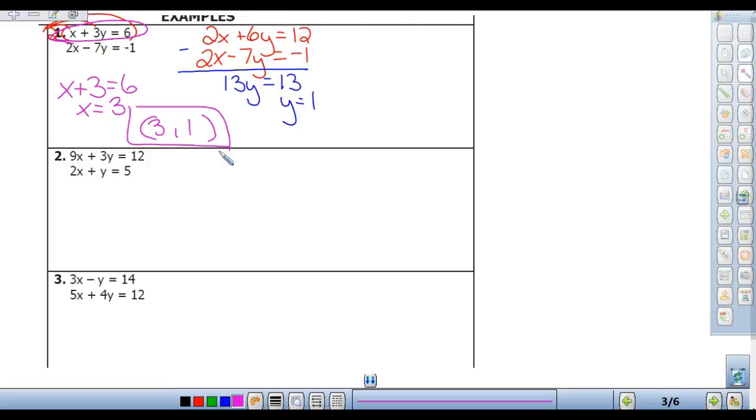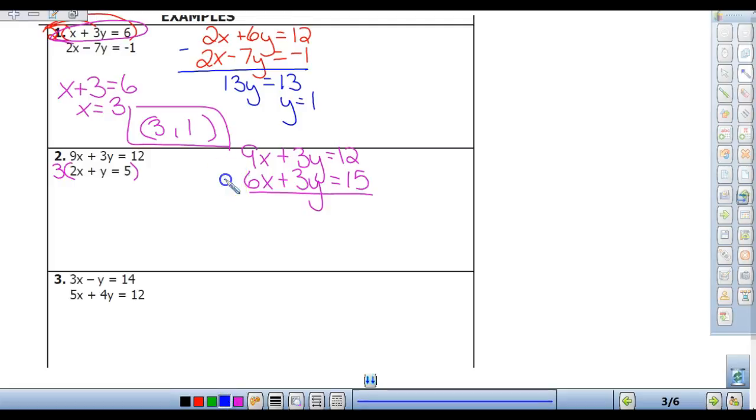Okay, so looking at number 2, which one's going to be easier to find a common coefficient? The x's or the y's? The y's. Okay, multiply the top, bottom, or both? Bottom by 3. Good, because you decided that your common coefficient was going to be a 3. So on top, I still have 9x plus 3y equals 12. On the bottom, I have 6x plus 3y equals 15.